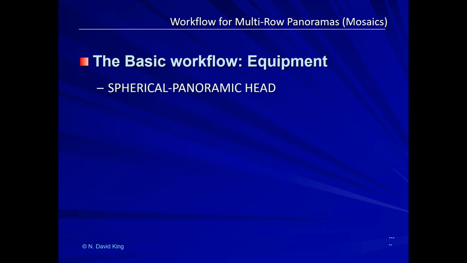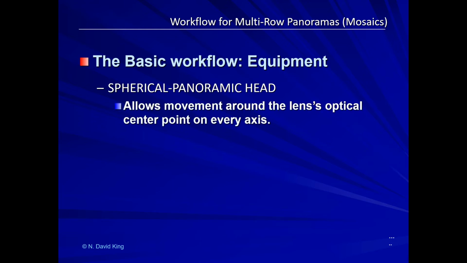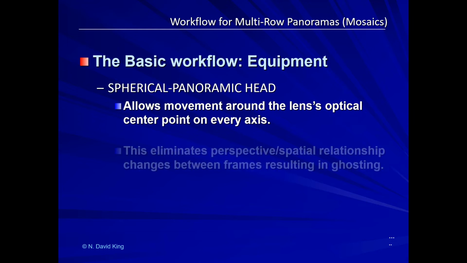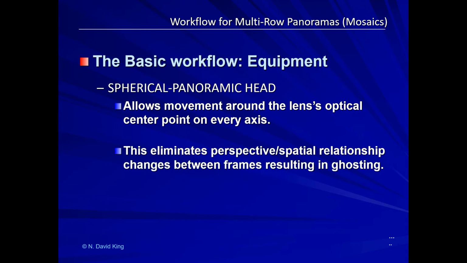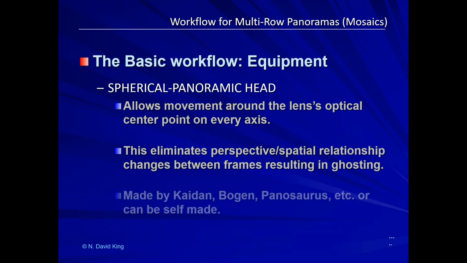Now let's look at that spherical pano head to begin with. There are several ways you can make one or buy one, but the purpose of them is to allow movement around the lens's optical center point on every axis, both horizontal and vertical. This is going to eliminate perspective and spatial relationship changes between the frames, which would result in ghost or double imaging between items that are in the foreground and in the background, and create a nightmare when it comes time to do your editing. A lot of different companies make these.